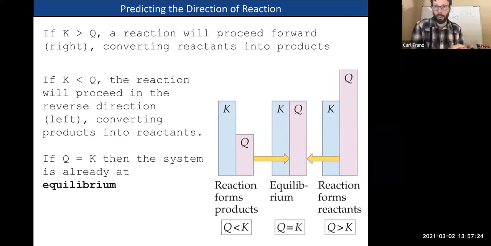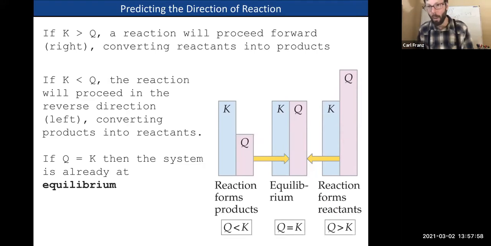If we give you a Q that's not at equilibrium and it's less than K, then it's going to go toward products. If Q is a lot larger than K, then the reaction is going to proceed backward toward reactants. Okay. If Q and K are equal, then it's at equilibrium. Okay. If those values are the same.